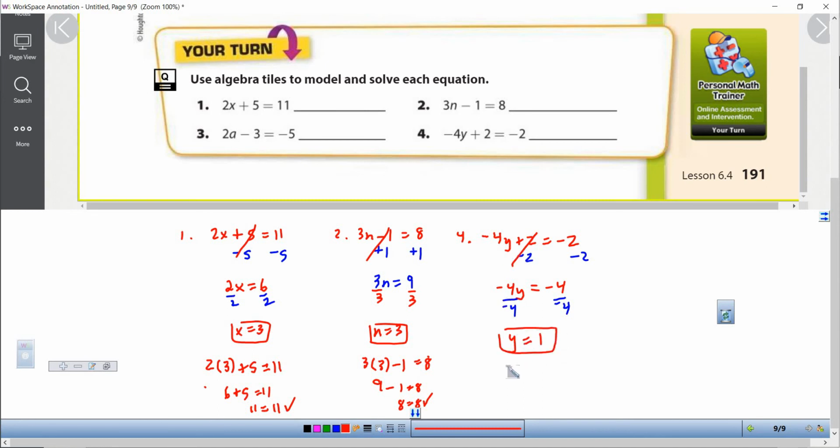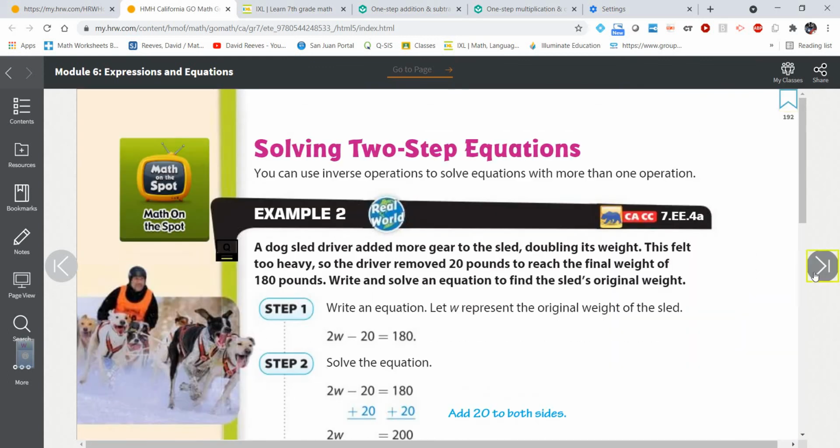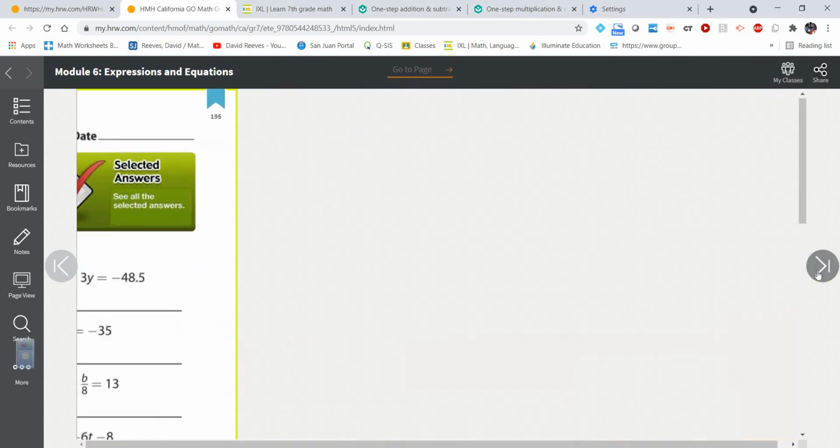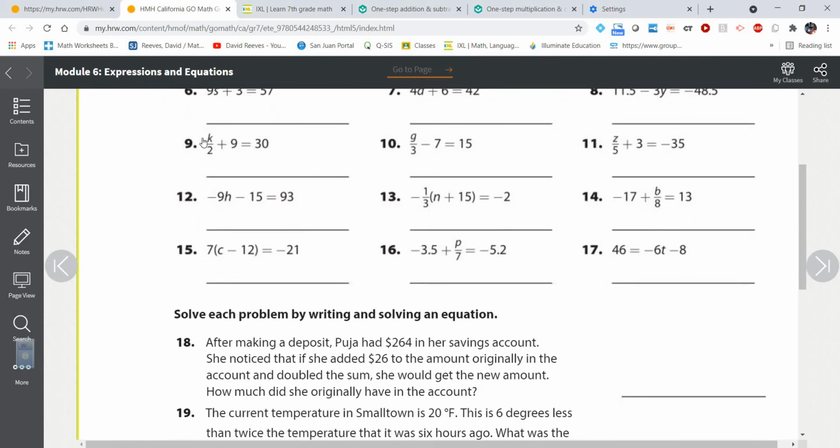And again, we can check our answer and get negative 4 times 1 plus 2. That's supposed to equal negative 2. Does negative 4 plus 2 equal negative 2? It sure does. Negative 2 equals negative 2. And we're good. All right, I do want to do one that has division. So let me go ahead here. How about this one right here, number 9?